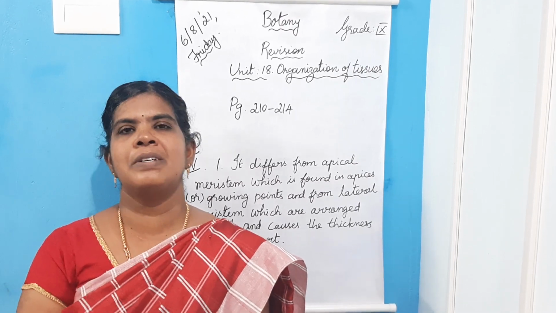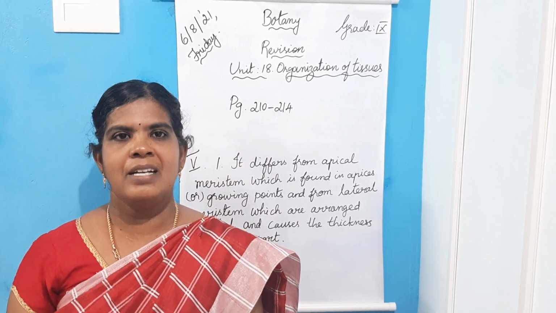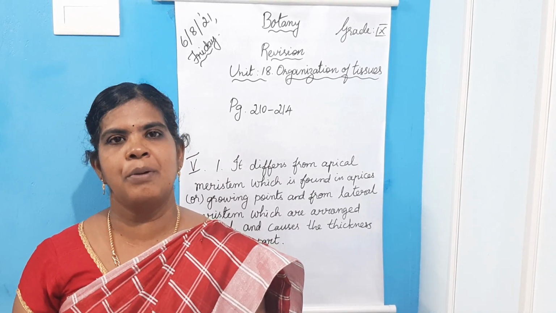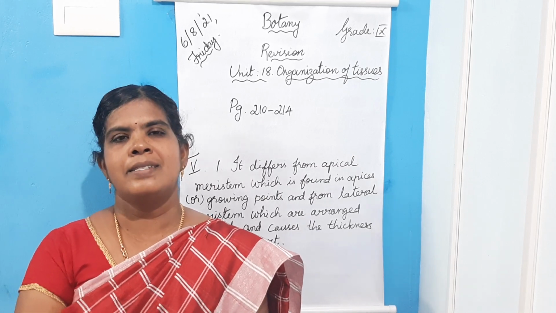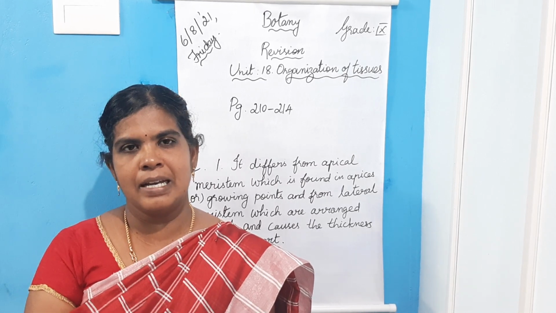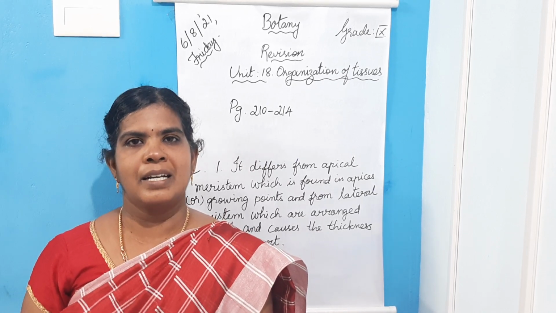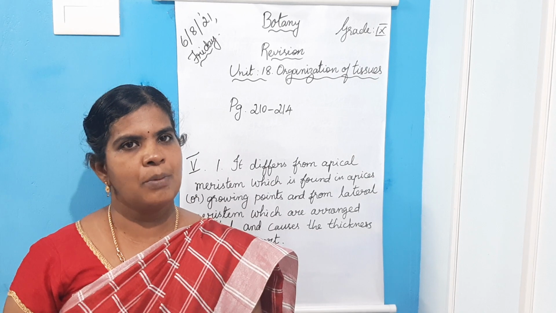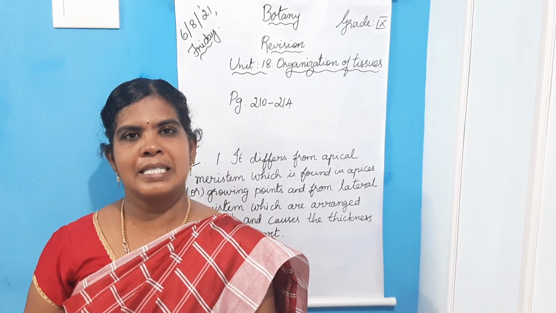Okay, what about the first point, ma'am? Xylem contains water and minerals. What about phloem? Phloem contains organic solutes or food material. Second difference is that conduction is mostly unidirectional. Then what about phloem? Conduction is mostly bidirectional.